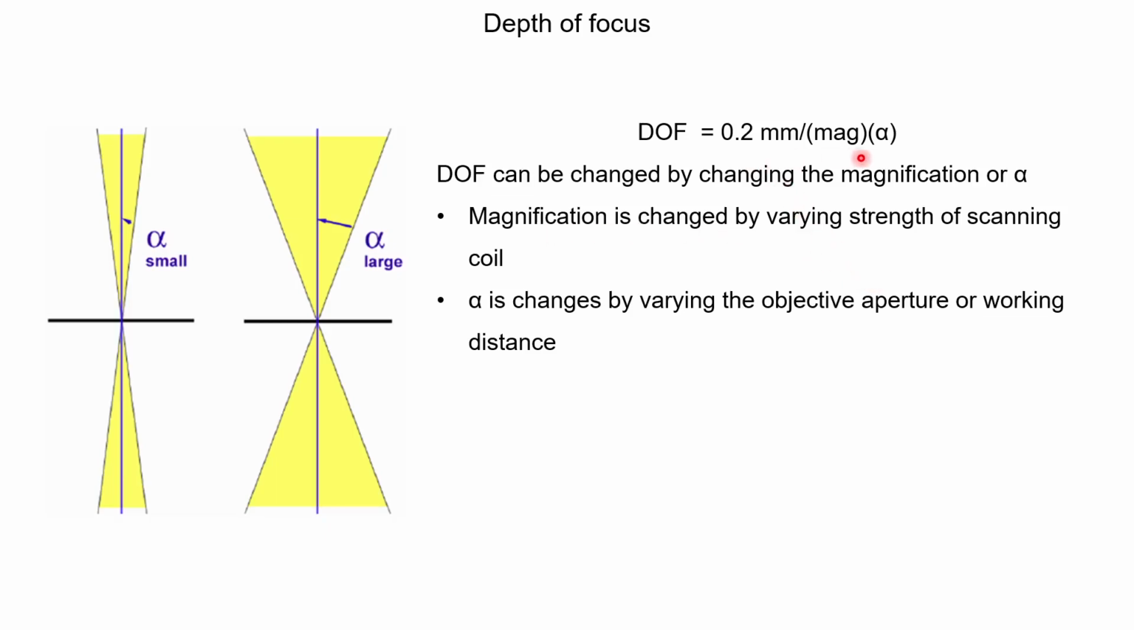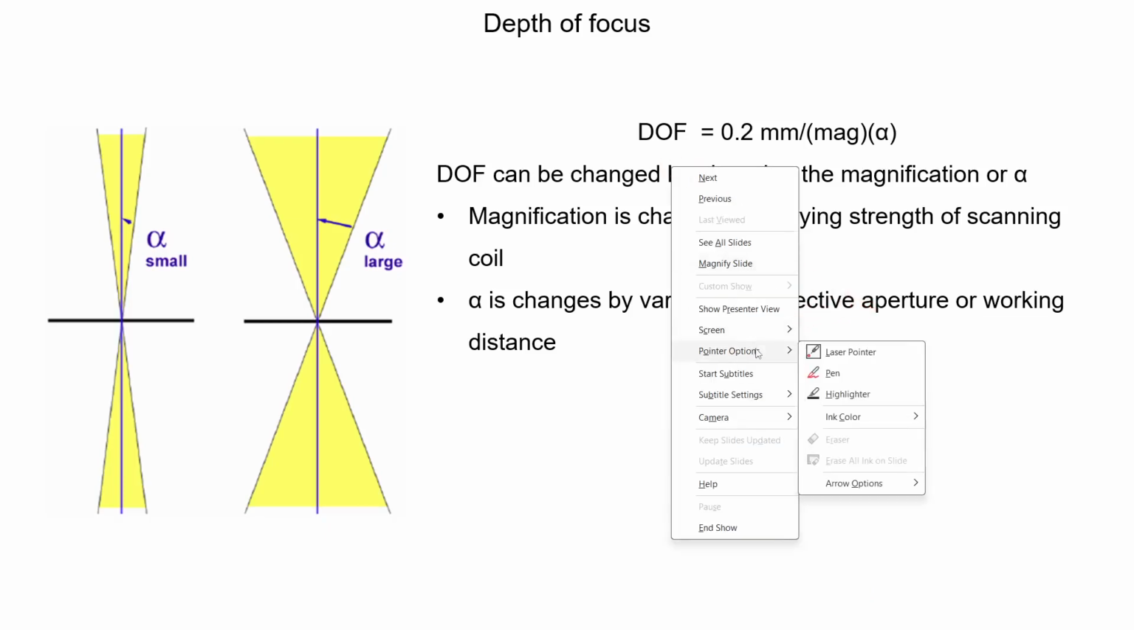And also the depth of focus can be changed by changing alpha. Alpha is changed by varying the objective aperture or the working distance. Working distance I already discussed, that as we increase the working distance, your alpha will increase, and as you increase the objective aperture, let me take the pen and show this to you.